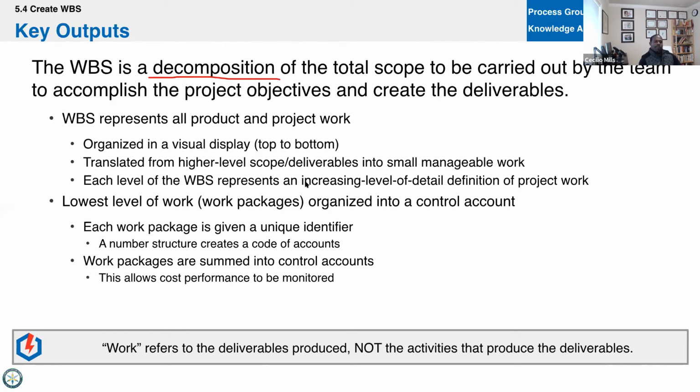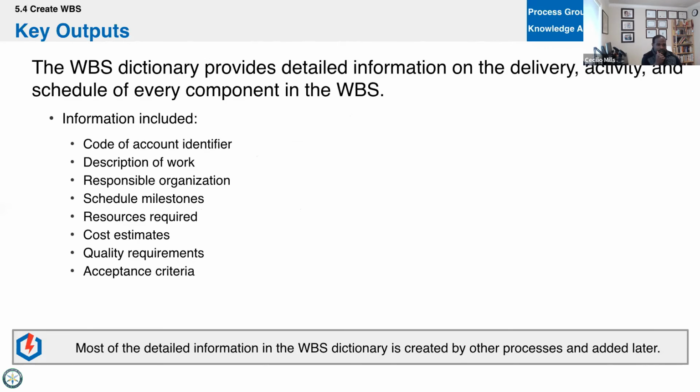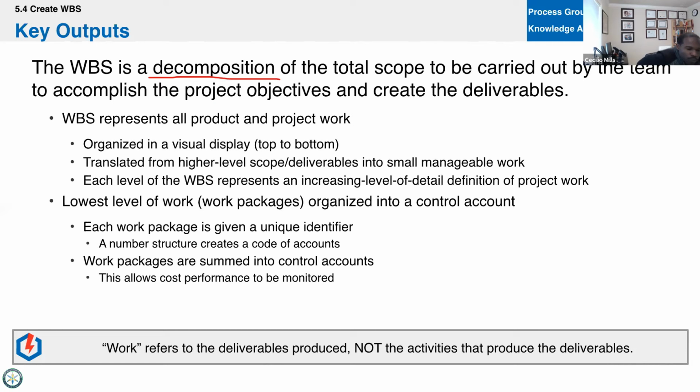And each level should represent an increasing level of detail as you get down. The lowest level is going to be known as your work packages. Right. All right. So the lowest level is known as your work packages. And your work packages will need to have some sort of unique number. So the numbers that you see in those WBSs, they call that the code of accounts. Right? And your work packages are summed into control accounts. So let's move to the next slide.